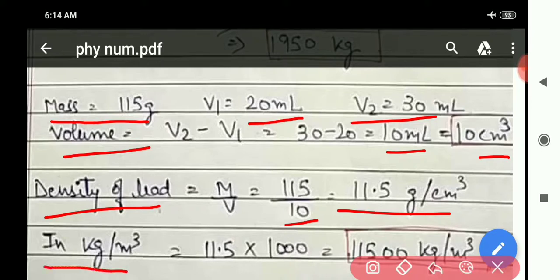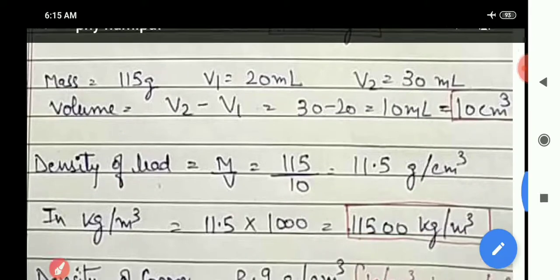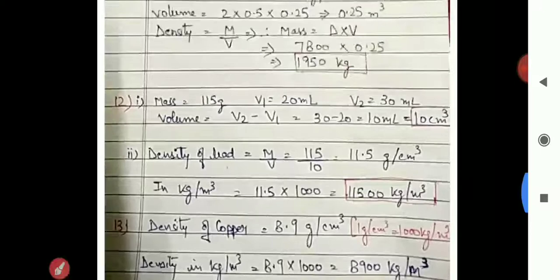Now, if we have to calculate the density in kg per meter cube, we have to multiply it by 1000 as we know the relation. So, the answer is 11,500 kg per meter cube. This is how we get the answer for question number 12. Okay, now come to question number 13.